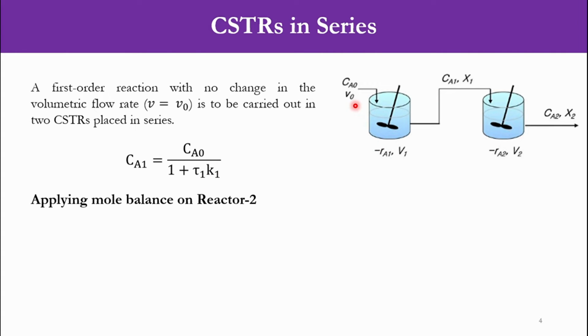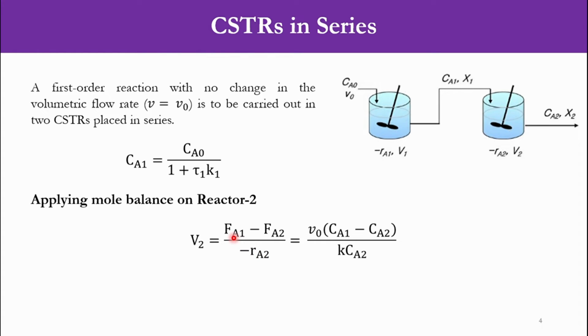So applying the mole balance on reactor number 2, obviously we know the conditions for reactor number 1, the single CSTR, but for reactor number 2 we will have to apply different parameters. For reactor number 2, V2 is equal to Fa1, which is the flow rate at the inlet of the reactor, minus Fa2, which is the flow rate at the outlet of the second reactor, divided by its corresponding rate of reaction, minus Ra2.